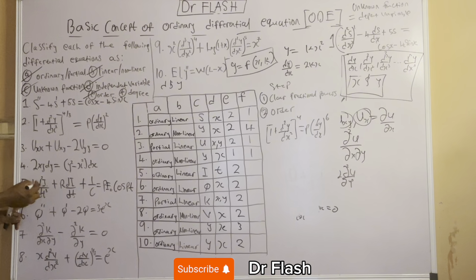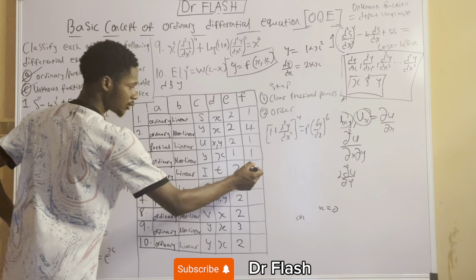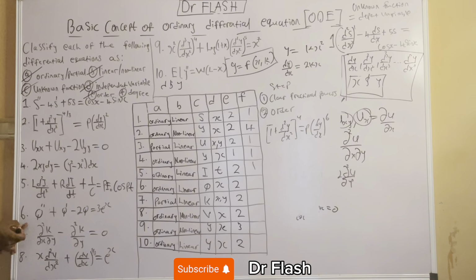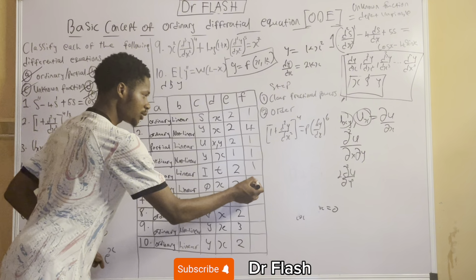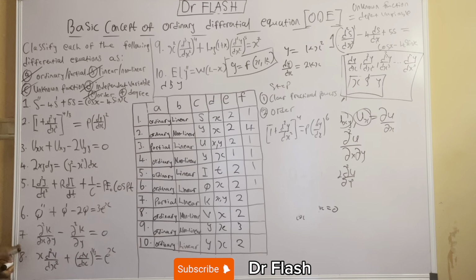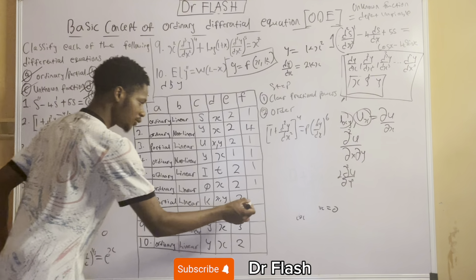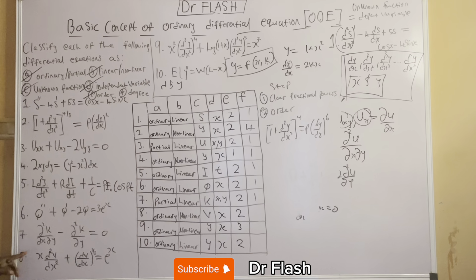For number 5, this is the order. There is no fractional power. Outside of the bracket, there is an invisible 1. Okay, so we have a degree of what now? 1. And then for number 6, we're having the same thing again. We have a degree of 1. And then for number 7, no external power. So we have a degree of what now? 1.